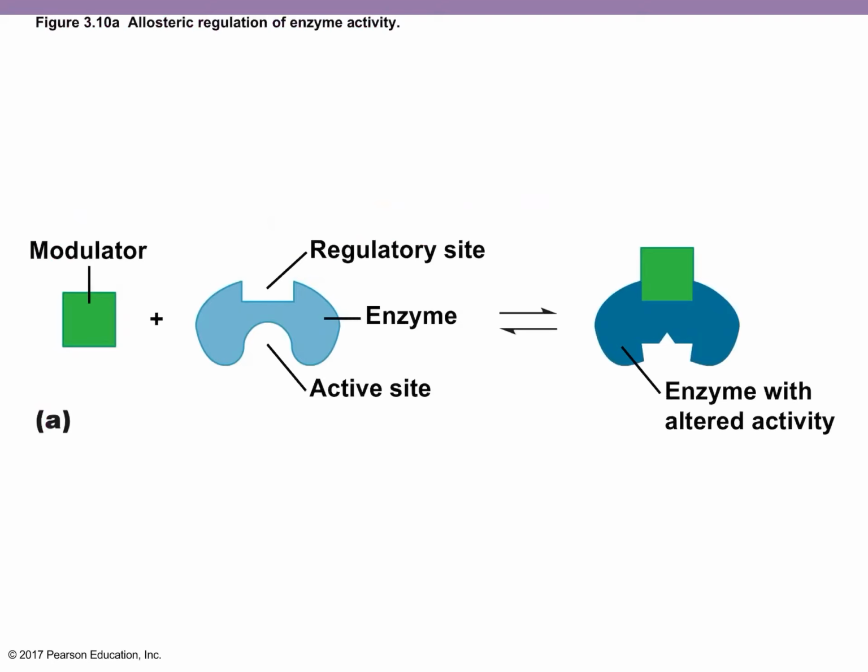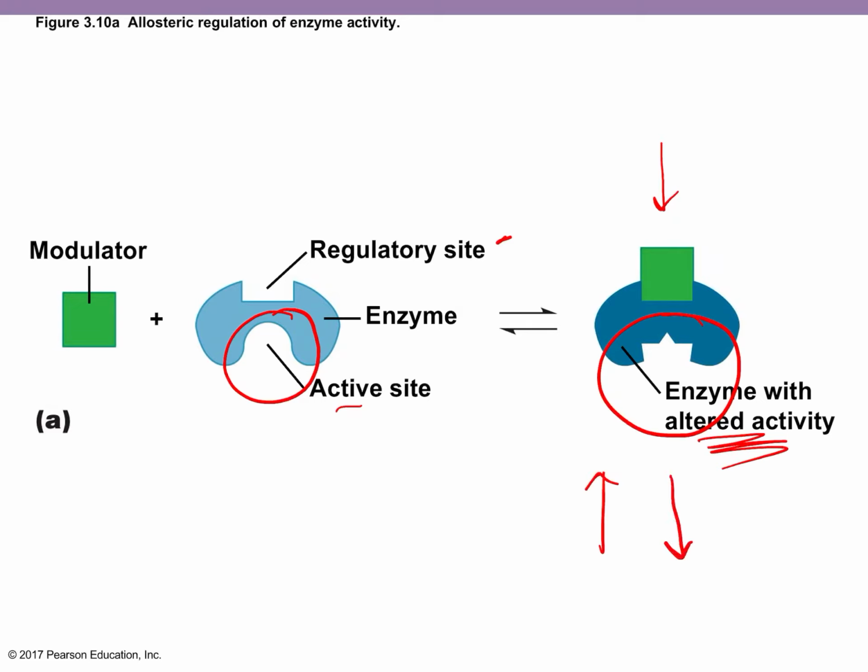So let's look at that. We have an enzyme, here's the active site, here's a regulatory site, here's our modulator. Our modulator binds to the enzyme, but look what happened to the active site. The active site changed. This altered activity can either go up, causing the enzyme to work faster and have higher affinity for the substrate, or you can downregulate the enzyme, making it less fast, so the reaction rate is lower, or the substrate has less affinity.